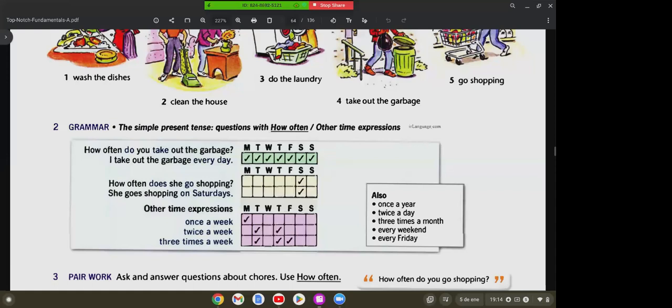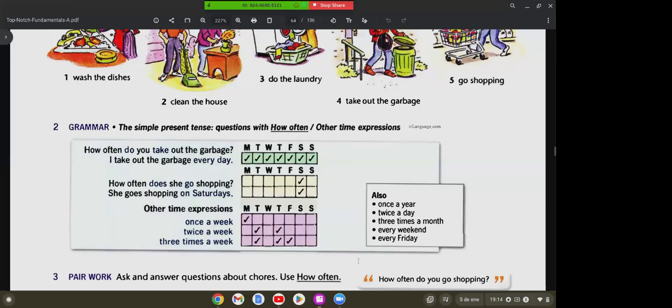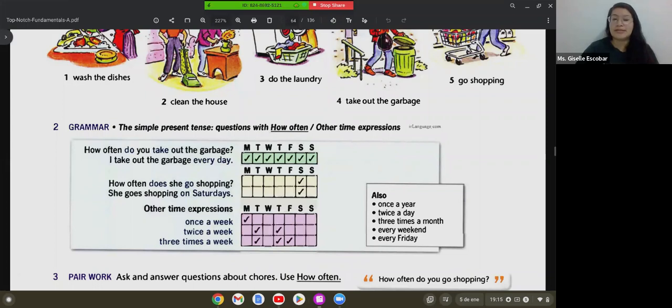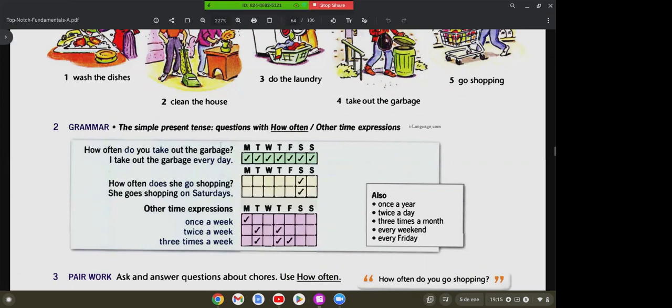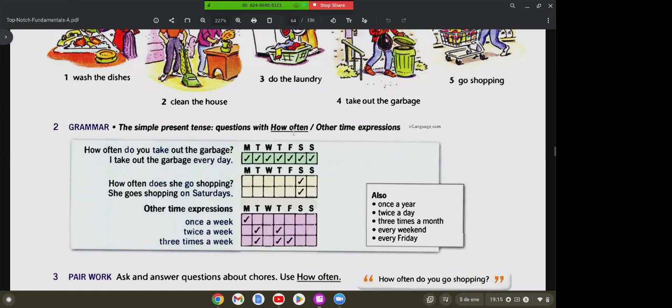Rarely. So those are some of the frequency adverbs that we studied yesterday. So what we are doing today, we are going to look at questions with how often and other time expressions. So, vamos a estar viendo preguntas con how often. ¿Qué tan seguido? Right? How often?